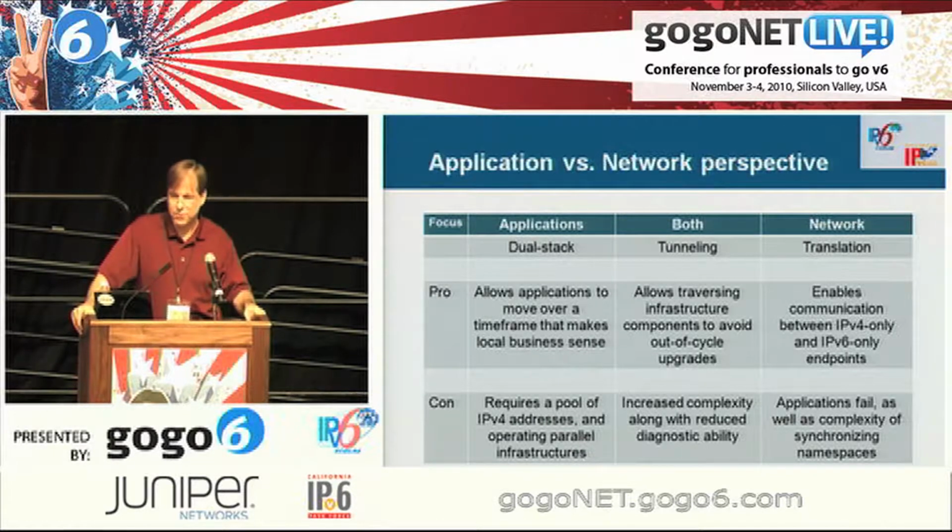Tunneling allows you to traverse infrastructure. Right? Doing translation in the network enables communications between disparate devices. But there's downsides to each of those as well. Doing something over time means you have to have v4 for a longer period of time. The carriers are bumping into the problem where they won't be able to go to IANA to get more address space for new customers. They can't really afford to operate parallel infrastructures for a long time.